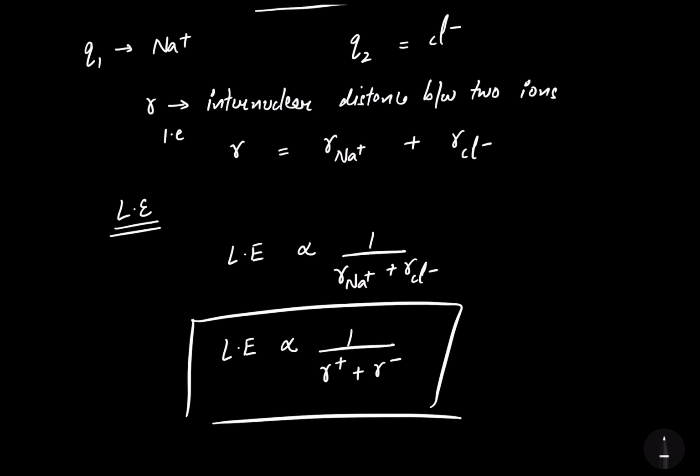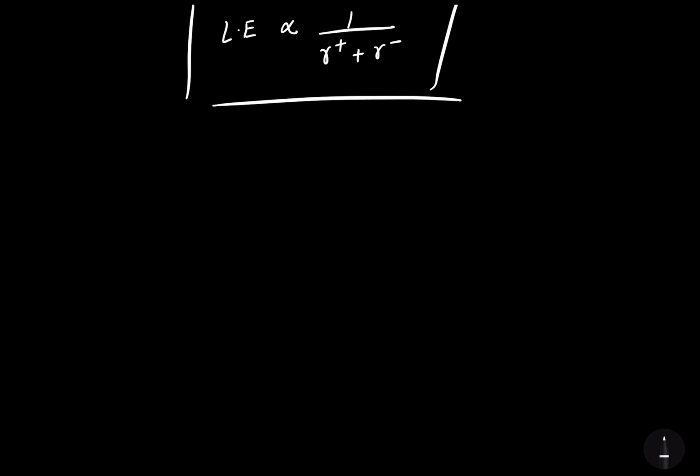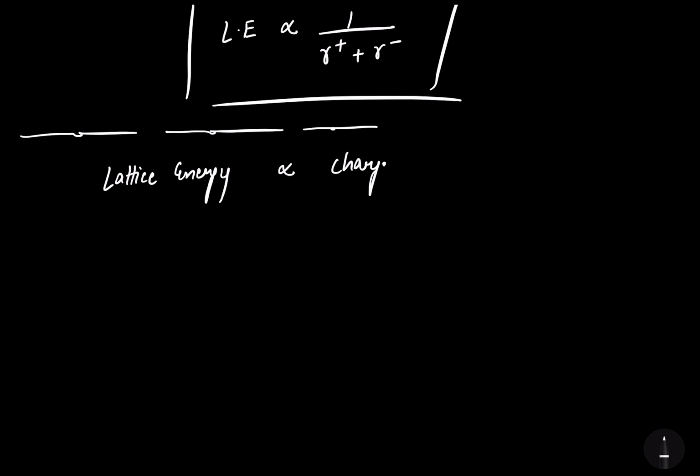As more the force of attraction, more will be the lattice energy. Hence, lattice energy will inversely depend upon the sum of the radius of cation and the radius of anion. What next? In simple terms, we can say that during the formation of any lattice, the lattice energy is directly proportional to the charge densities of the combining ions.